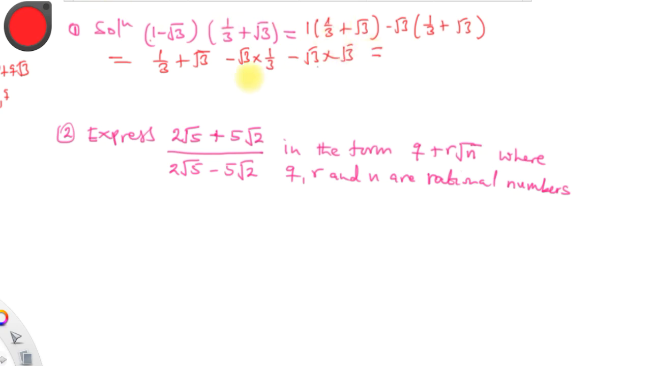We get 1 over 3 plus square root of 3. And then you have negative square root of 3 times 1 over 3. You know that this one is the same as over 1, so you just multiply the numerators together and the denominators together. At the end of the day, you get negative square root of 3 times 1, which is negative square root of 3, all over 1 times 3. This is what we get.